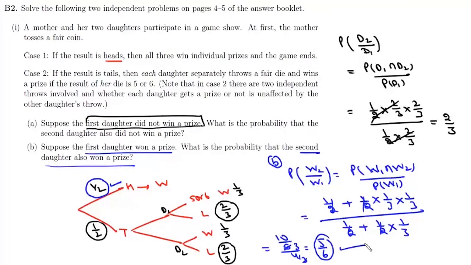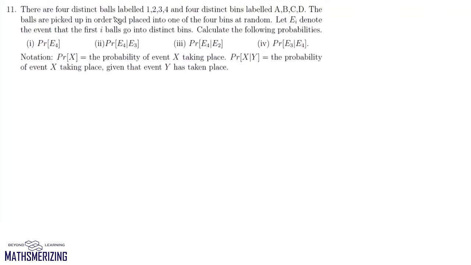Now question number 11 is, there are 4 distinct balls labeled 1, 2, 3, 4 and 4 distinct bins labeled A, B, C, D. The balls are picked up in order and placed into one of the 4 bins at random, and let E_i denote the event that the first i balls go into distinct bins.